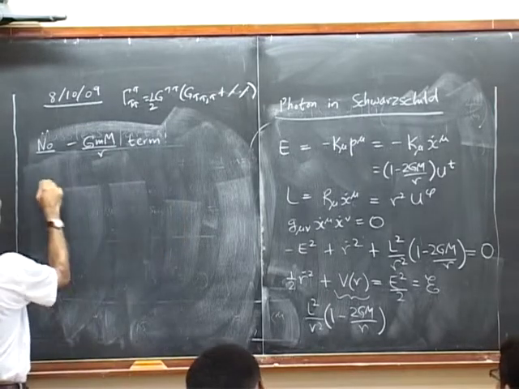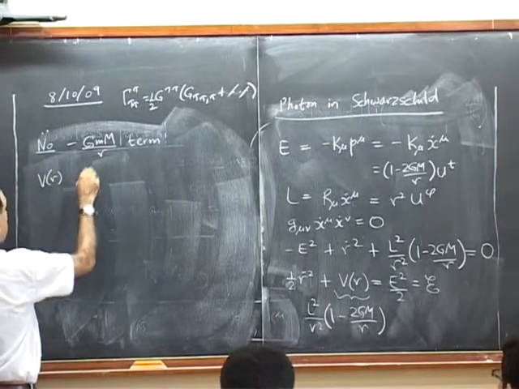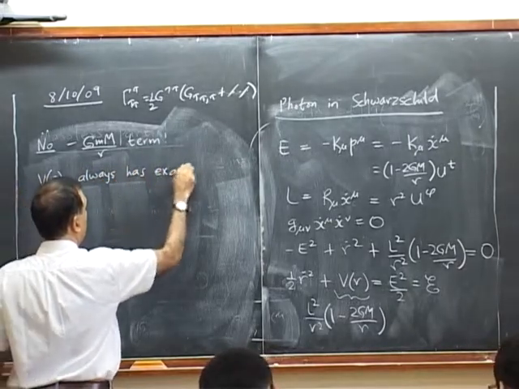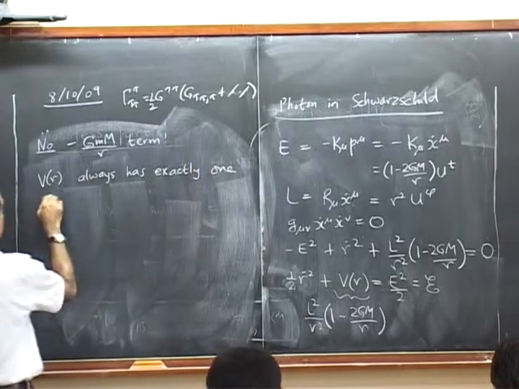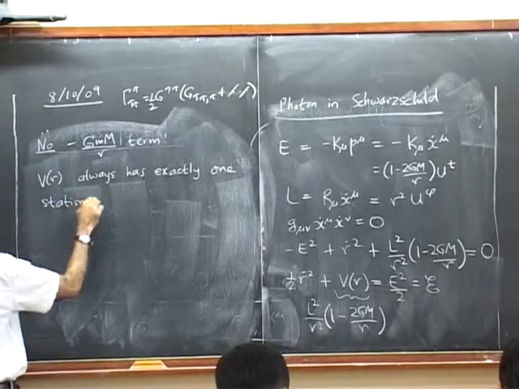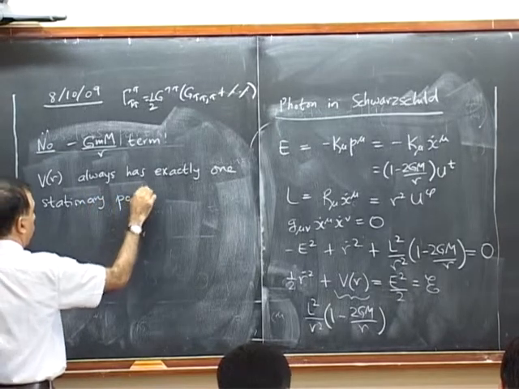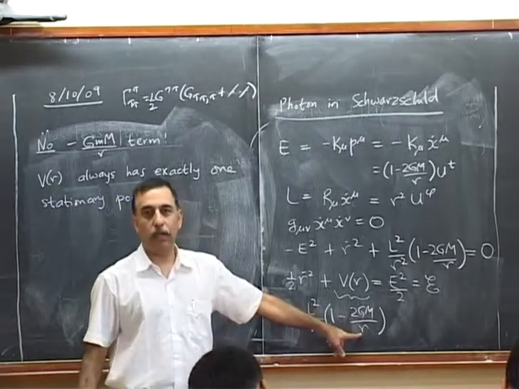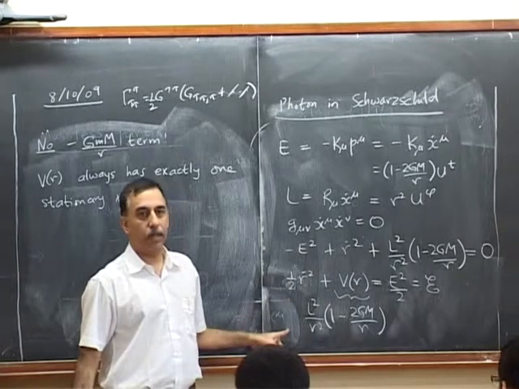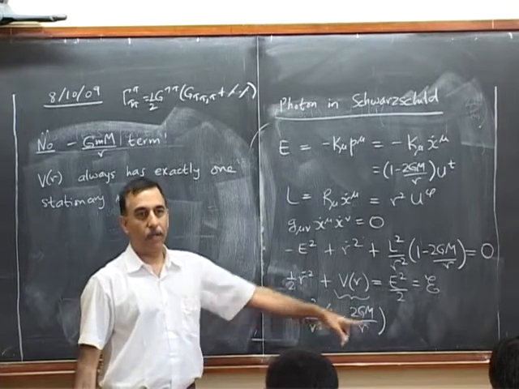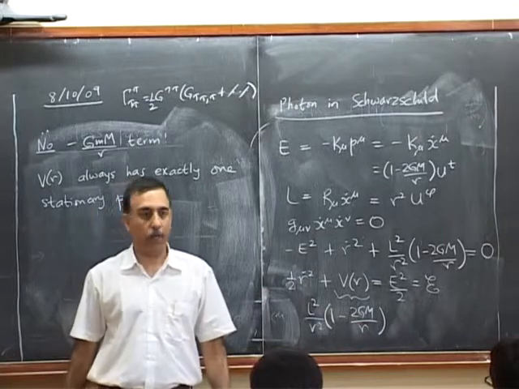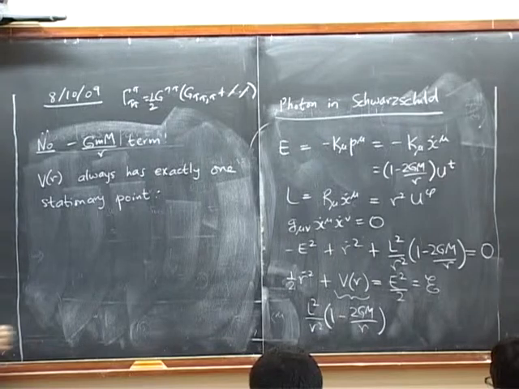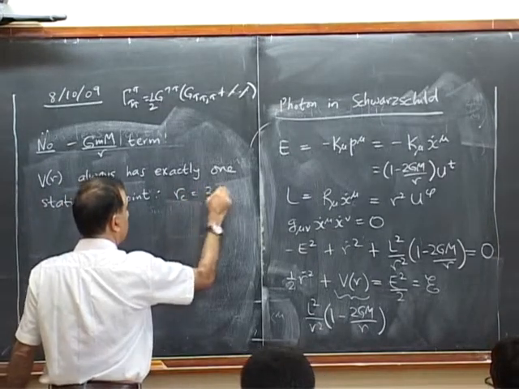The second thing we notice is that V of R always has exactly one stationary point. Because it's a competition between 1 by R squared and 1 by R cubed. Previously there was also 1 by R. There were three powers of R, so there were two solutions for the quadratic equation. Now the equation is absolutely as simple as it gets and gives you that the stationary point is at R critical equals 3GM.